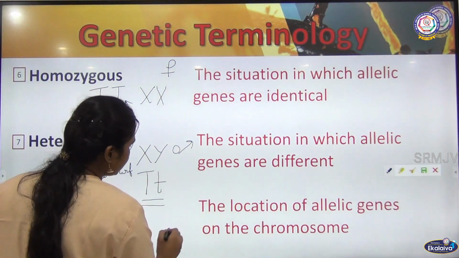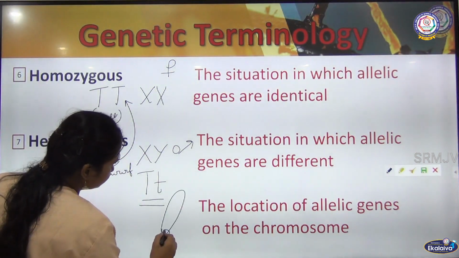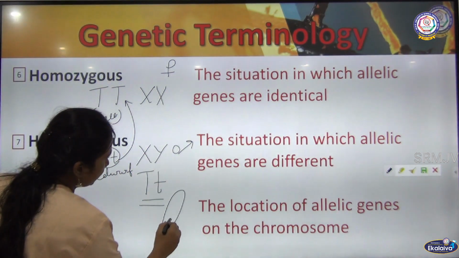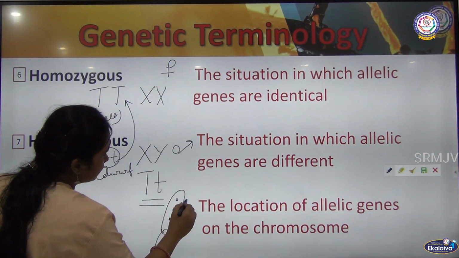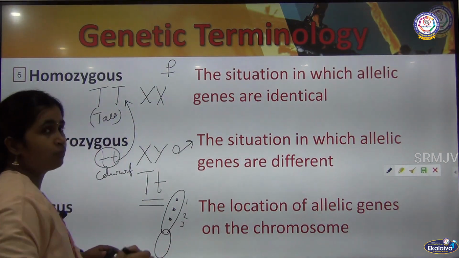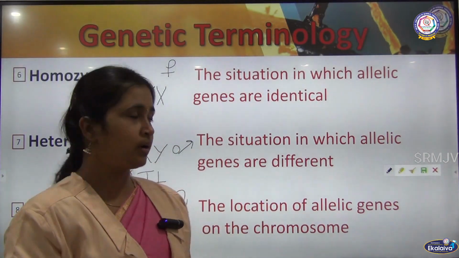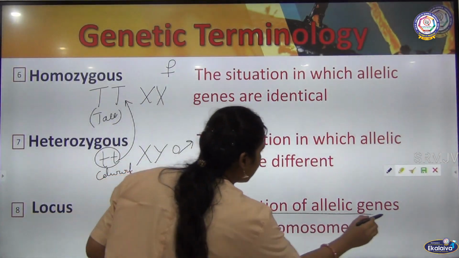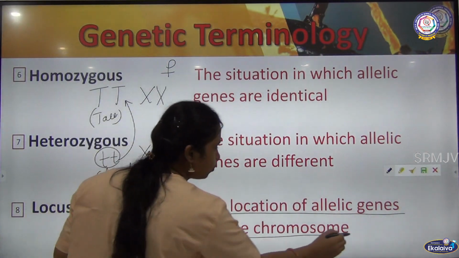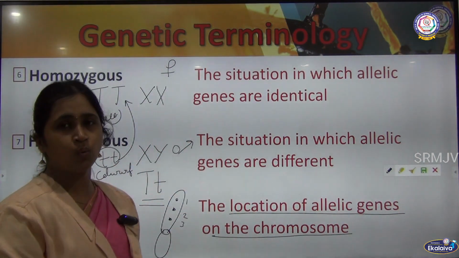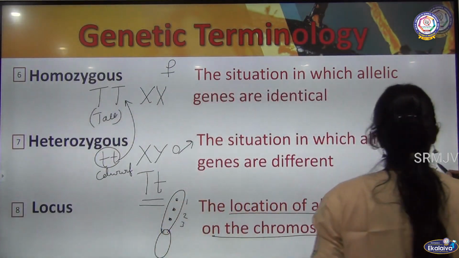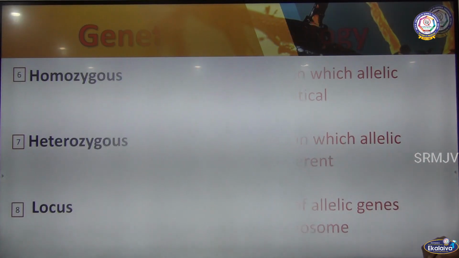Locus. If this is the chromosome and here are the genes, at position 1, 2, 3, we are locating the gene, right? That part you call locus. The location of the allelic gene on the chromosome is called locus. Totally we have completed the terminologies.